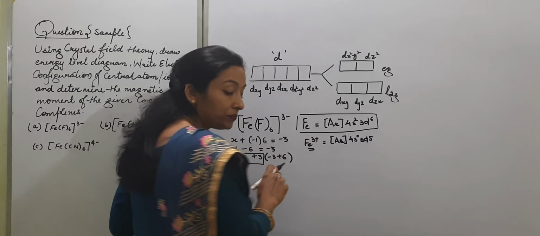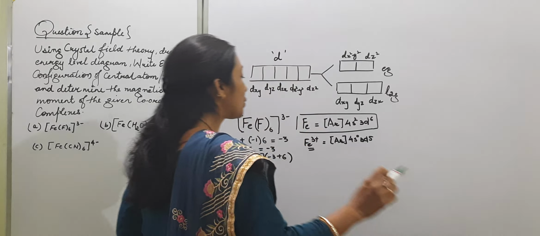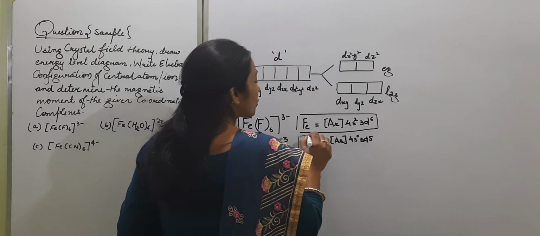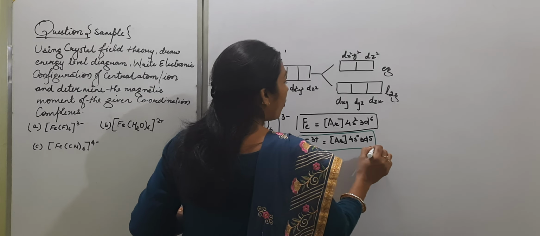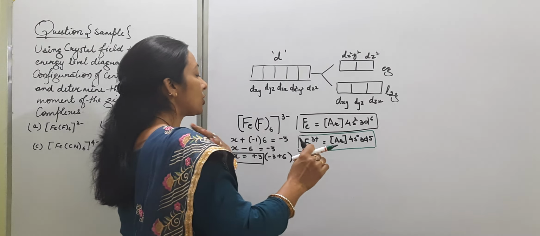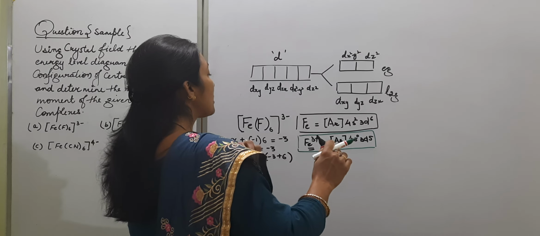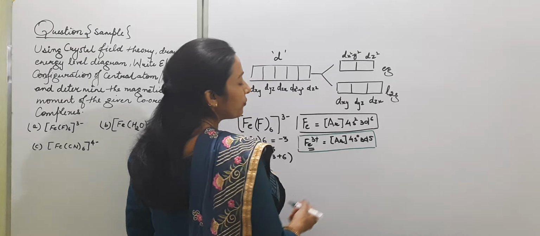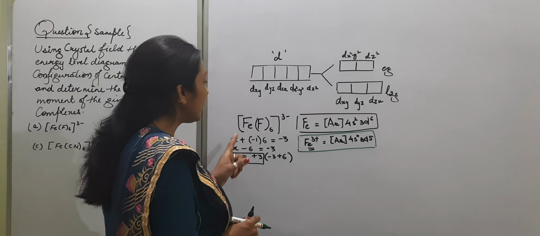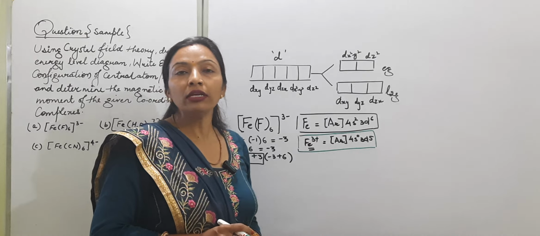So this is the answer asked by the question: write the electronic configuration of iron in the +3 oxidation state. So in the +3 oxidation state, iron has argon 4s0 3d5. Now as I said, fluorine is a weak field ligand.